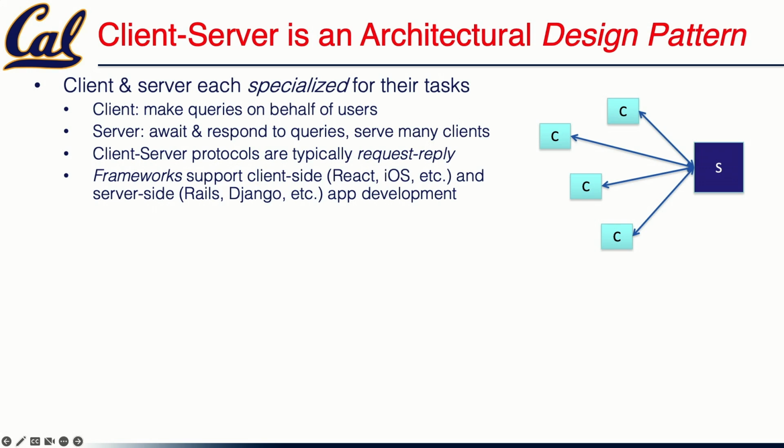And because they're specialized for their different tasks, it's very appealing to develop software frameworks. So on the client side, a framework like React or iOS, or on the server side, a framework like Rails or Django or Node that essentially captures some of the important kinds of functionality specialized to each type of thing.